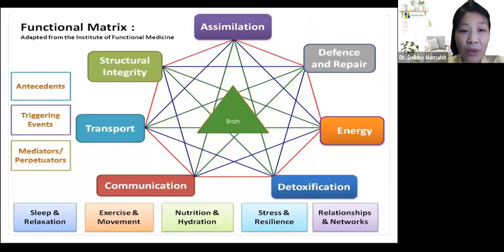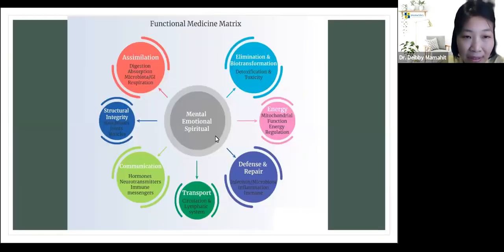Again, before we go on, in the middle of it is the brain, right? But in order for all these 7 functions to work, there is something that is very important, which is the mental, emotional, and spiritual part of a person. And this functional matrix is so important and so simple that I am very passionate every time I talk about it.